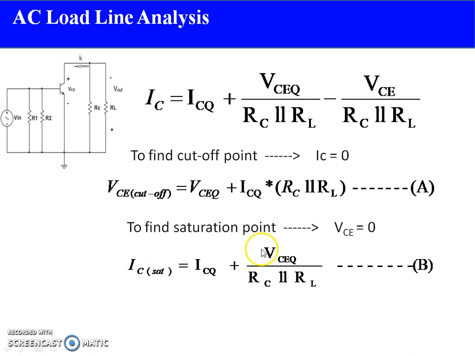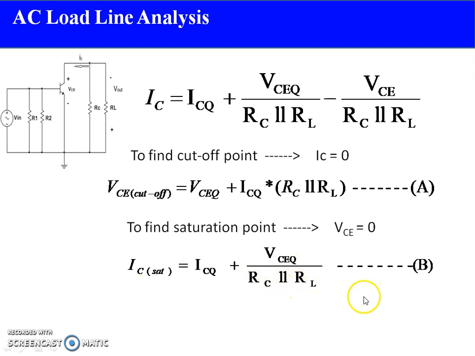So with this mathematical analysis, we finally concluded two expressions. One is the cutoff point for the AC load line, which is given by VCE cutoff equal to VCEQ plus ICQ times rc parallel RL. And the second expression is the IC saturation, given by ICQ plus VCEQ upon rc parallel RL.